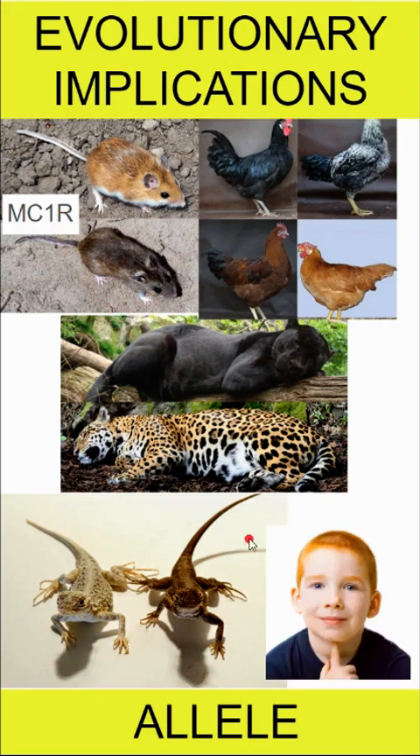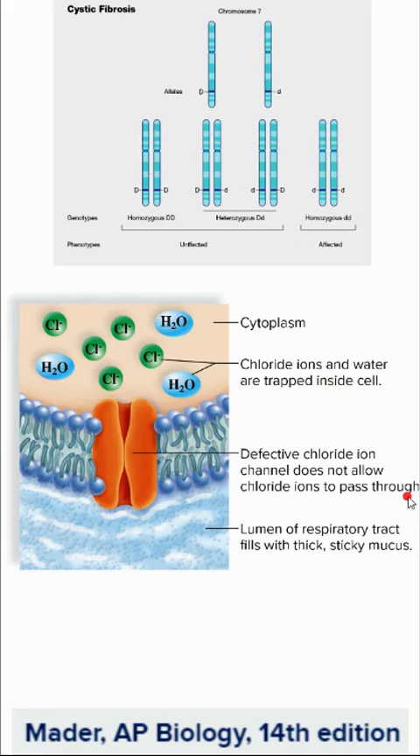We even see it in humans with hair color. So next example, we're going to talk about cystic fibrosis. Cystic fibrosis is a disease that comes from a chloride ion channel and the gene that makes that channel. The gene that makes this channel is found on chromosome 7.